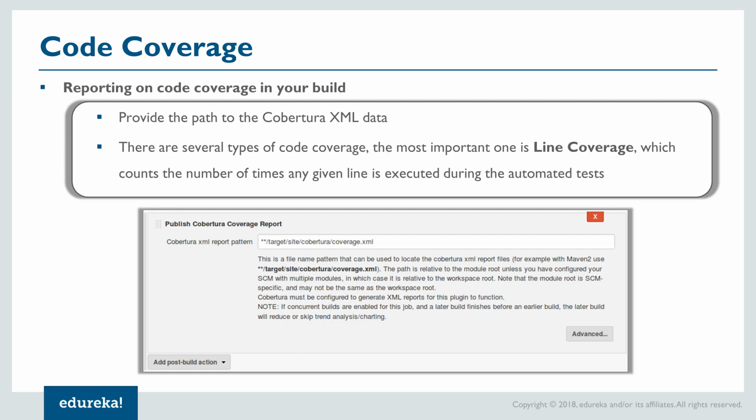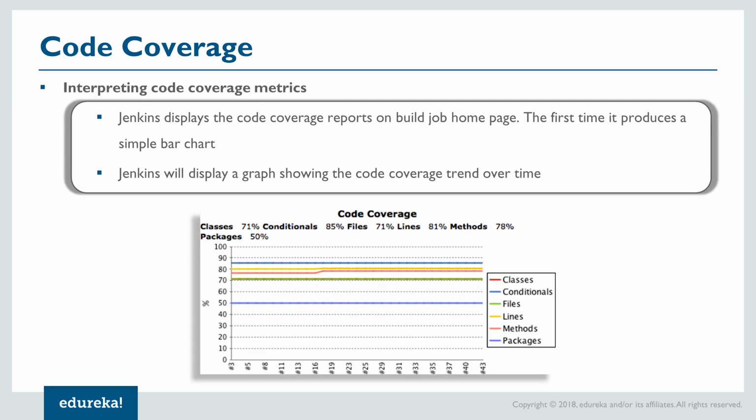There are several types of code coverage. The most important one is the line coverage, which counts the number of times any given line is executed during the automated tests. Then with the help of the plugin called Publish Cobertura Coverage Report, you can provide the path, and it will publish the report. Jenkins displays the code coverage reports on the build homepage. The first time it produces a simple bar chart, and it will display a graph showing the code coverage trend over time. And this is how it looks.